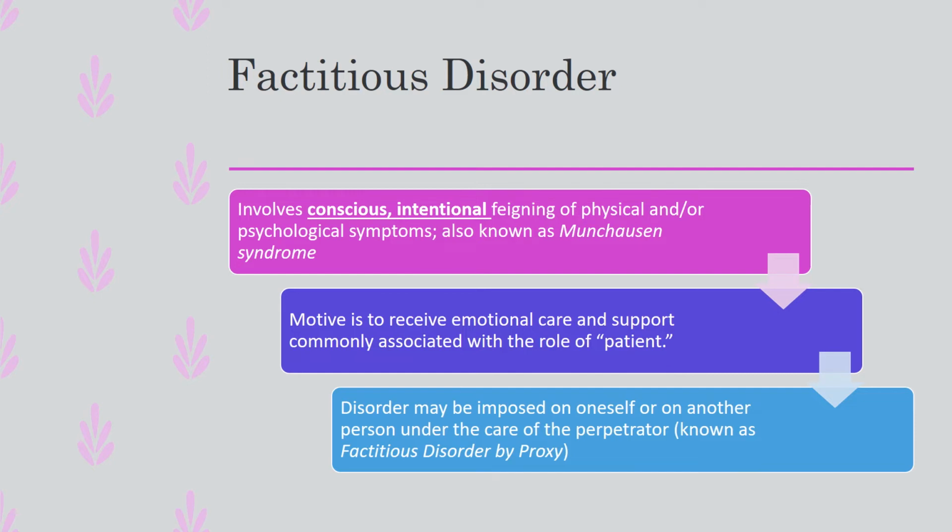The thing that you have to be careful with this disorder is that not only can it affect one individual, but it can also be imposed on another person under the care of a perpetrator. This is known as factitious disorder by proxy, formerly known as Munchausen's syndrome by proxy. The key here is the by proxy. When the symptoms are being imposed on the individual and it is conscious and intentional, that's just regular old factitious disorder. When the individual is trying to make someone else sick in order to receive that attention, that's when it's a by proxy disorder. Again, the key thing to remember is that the behaviors are deliberate and intentional.